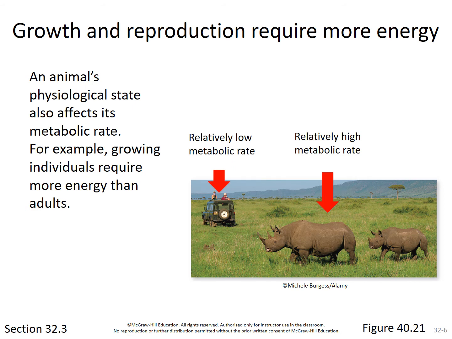There are things that can affect how much an organism needs to eat. Its physiological state can affect its metabolic rate. So organisms that are undergoing growth or perhaps repair after an injury, or maybe recovering from some sort of illness, are going to require more energy than adults. Anything that increases the metabolic rate is going to increase the need for energy.